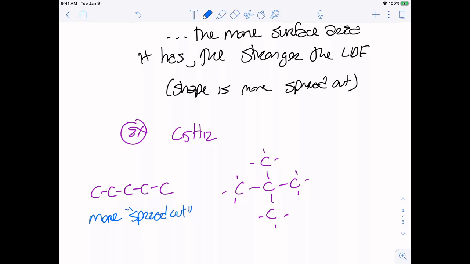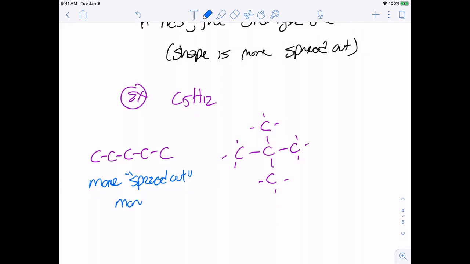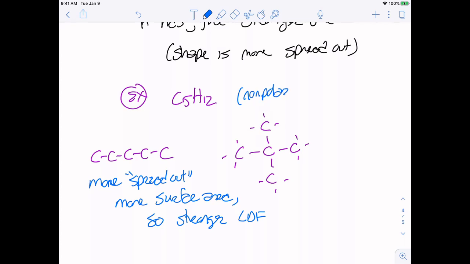Right? What that means is we have more surface area. So stronger London dispersion forces again. And again, because it just has carbon and hydrogen, these are nonpolar, right? Remember, carbon-hydrogen bonds were on our list of bonds that were considered nonpolar. There is an electronegativity difference, but it's so small that we consider that bond nonpolar. Again, if you need to go back and review bond polarity, please do that.